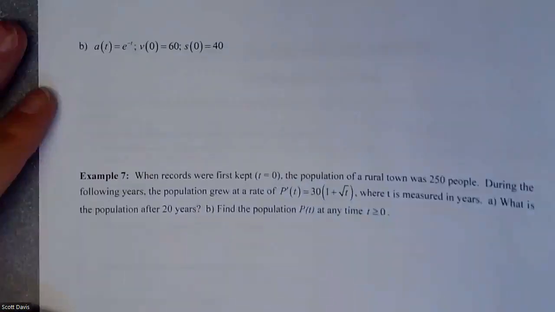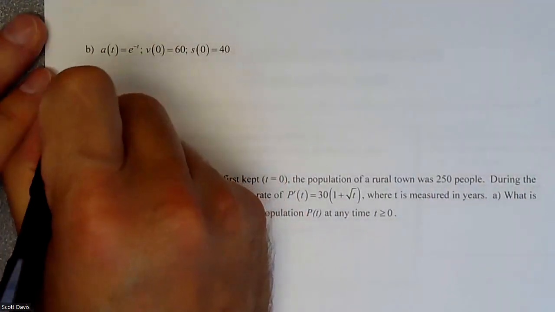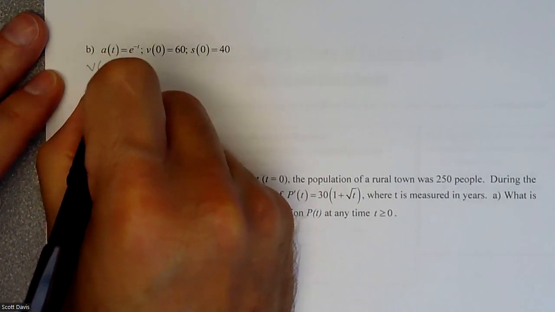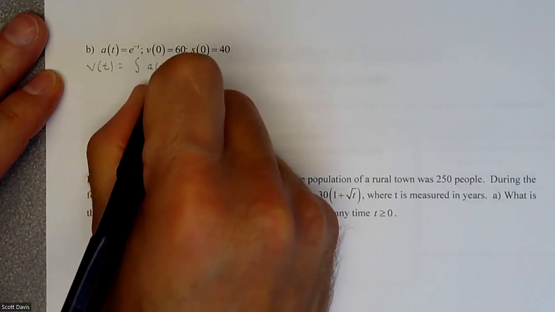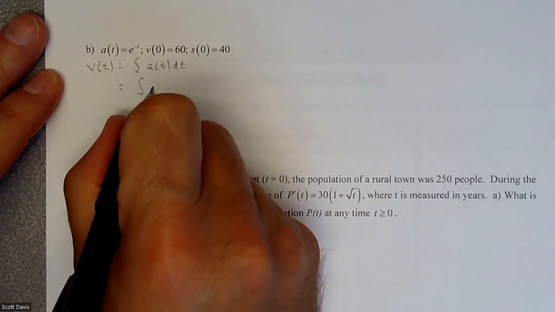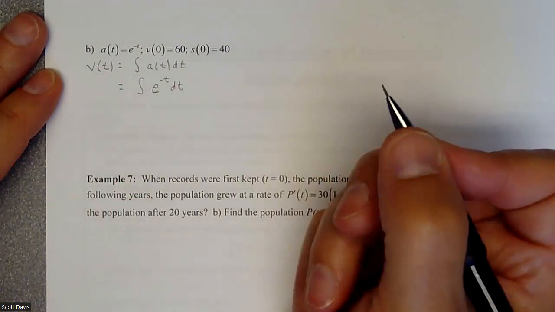So we are going to take what we know, and we're going to do some antiderivative stuff. To start with, to get velocity, it's us taking the antiderivative of acceleration. So we're going to be doing the antiderivative of e to the negative t dt.